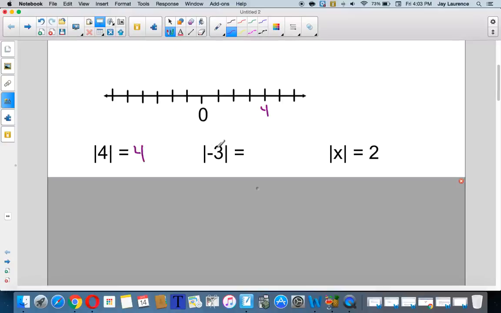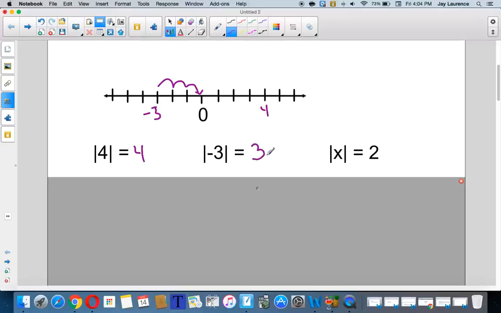Now, the absolute value of negative 3. Well, how far is negative 3 from 0 on a number line? And you guys are so smart. 1, 2, 3. You're going to tell me the answer is 3. And that's awesome. So the absolute value of 4 was 4, and the absolute value of negative 3 was 3. Right? Not negative 3. Positive 3.